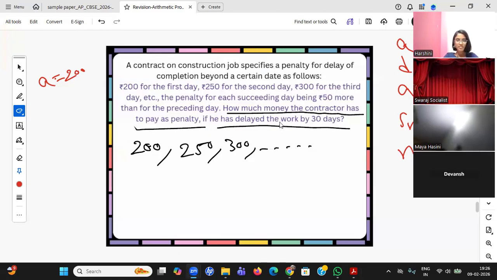The SN you need to find: how much money the contractor has to pay as a penalty if he delayed. Sir, what did you ask? I asked what is this 30 days? Oh, 30 is N. Very good. We need to find SN, right? Yes, you need to find SN.